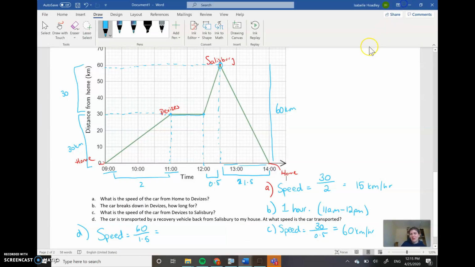60 divided by 1.5. Okay, so that's 40 kilometers per hour. So the recovery vehicle is doing a consistent pace of 40 kilometers per hour. Okay, hope that makes sense.